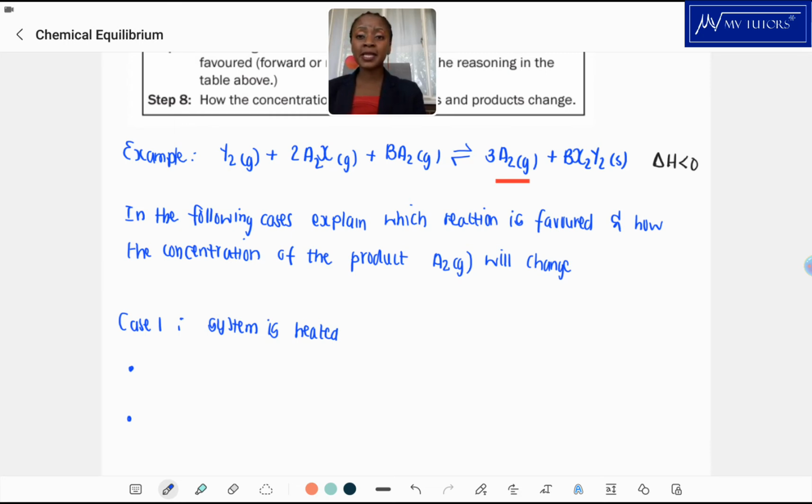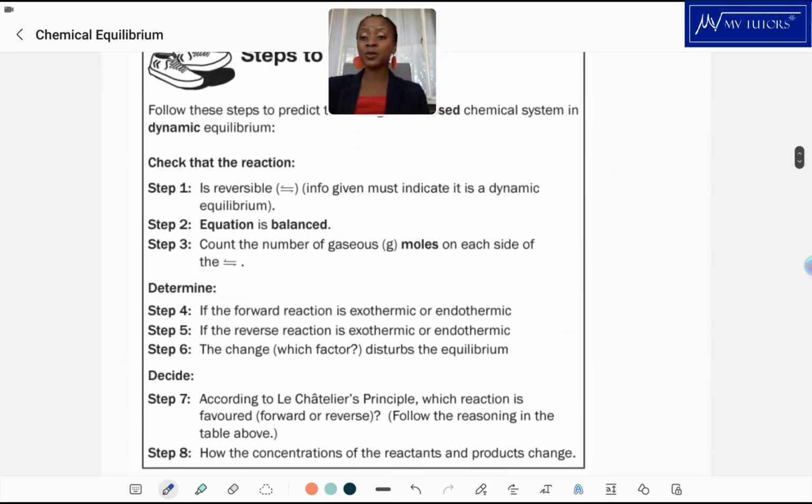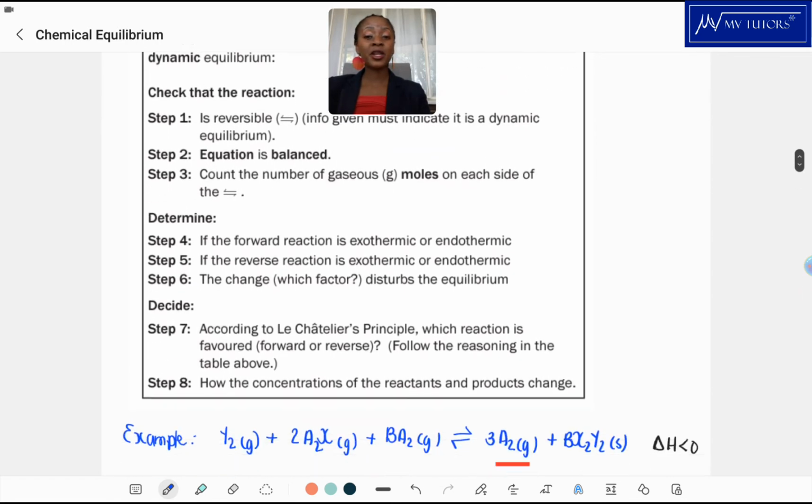And then we can see that this reaction is actually exothermic. So in the following cases, we're going to explain which reaction is favored and how the concentration of the product A2, the one that I've underlined in red, will change. According to our steps, step number 1, is it reversible? Number 2, is the equation balanced?